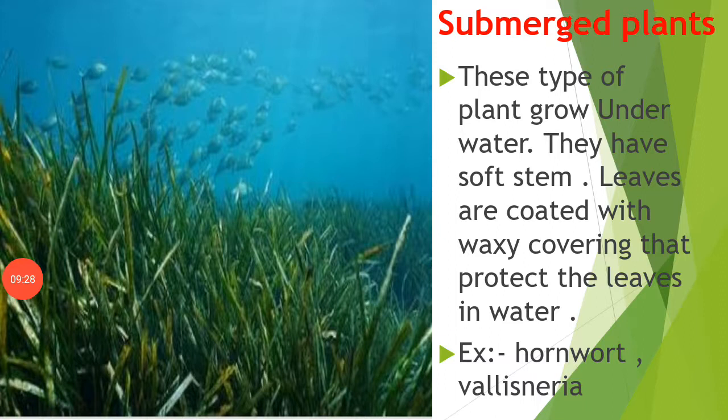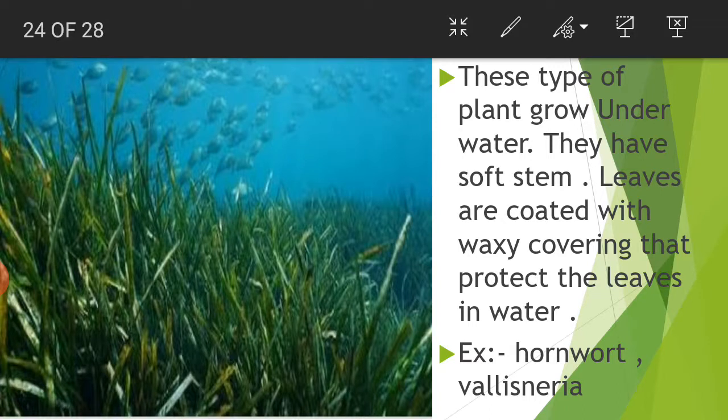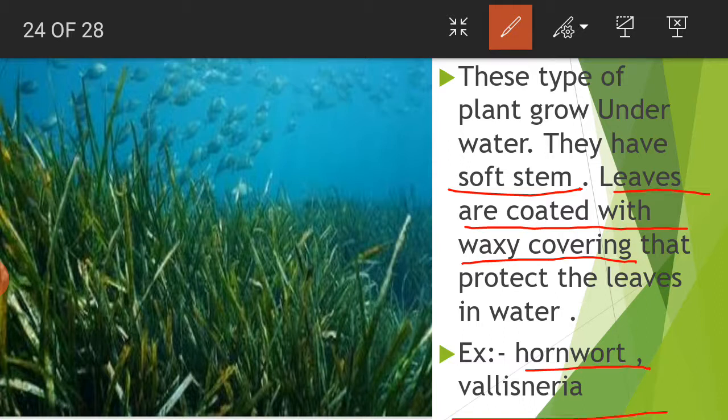The next type of plant is submerged plant. Submerged plant means the type of plant that grows underwater, and they have a soft stem. Their leaves are coated with a waxy covering and that protects the leaves in water. And examples of submerged plants are hornwort and vallisneria.